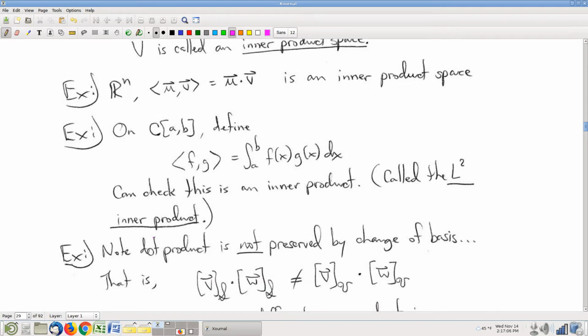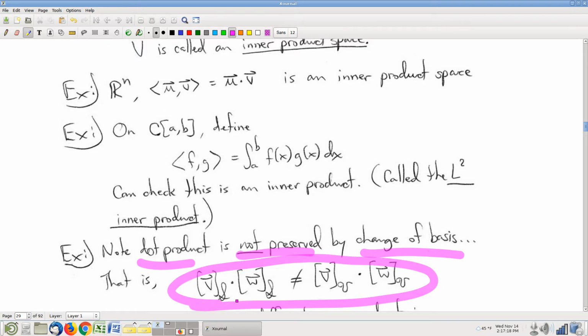Here's a fact that we've never stated before, but this is a pretty believable fact. Dot product is not preserved by change of basis. So what I mean by that is this right here. If you take a couple of vectors and write down their standard basis coordinates and dot those coordinates in the usual way. On the other hand, if you were to take those vectors and write their coordinates with respect to some totally different basis, you're going to have totally different coordinates, and then when you dot those, I hope no surprise, you're going to get a totally different value. So, of course, change of basis does not preserve dot product.